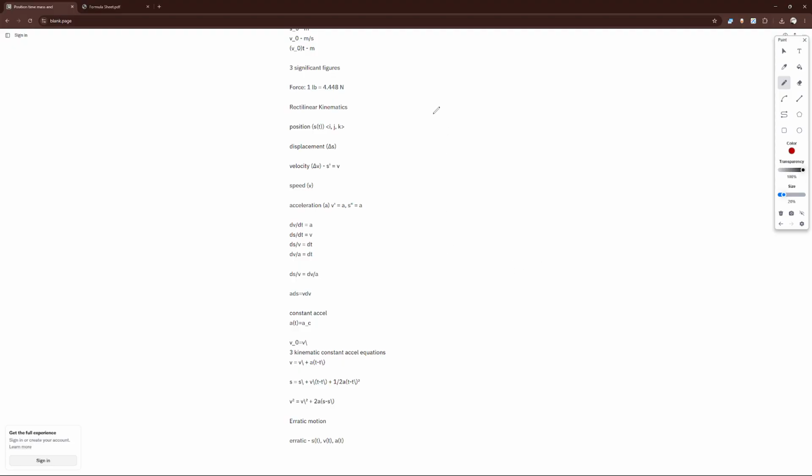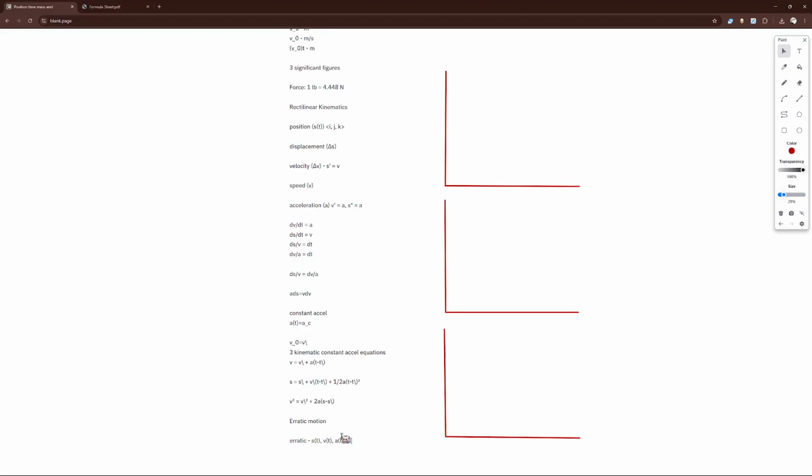So you have 3 graph types. Let me get lines here. We have S versus T, so S of T, V of T, A of T. You can also get 2 other graph types, because you can also have these functions, V as a function of S and A as a function of S. So those are other functions you can have.